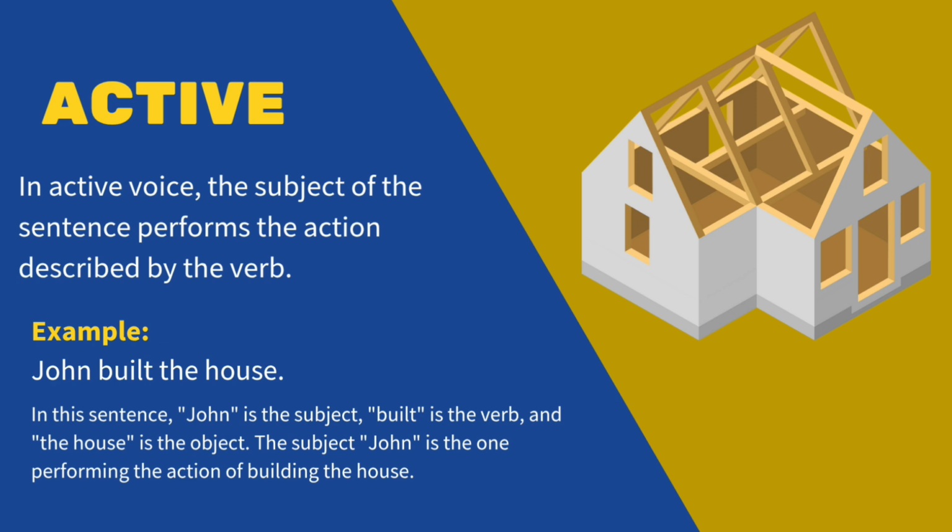Let's discuss in more detail so you can understand easily. In active voice, the subject of the sentence performs the action described by the verb. For example, John built the house. In this sentence, John is the subject, built is the verb, and the house is the object. The subject John is the one performing the action of building the house, means the focus is on the doer of the action.